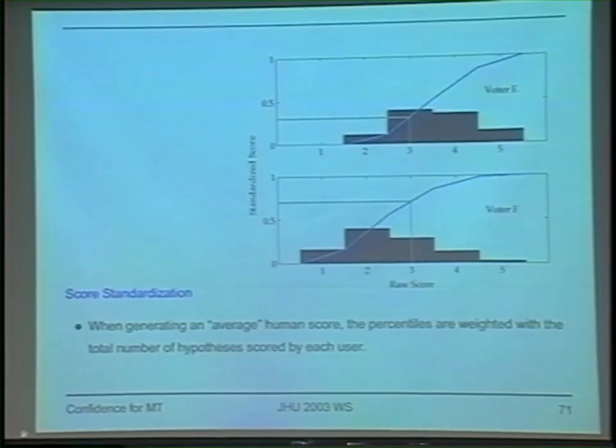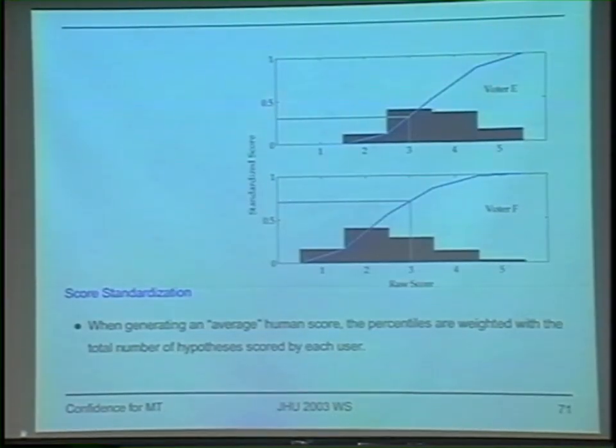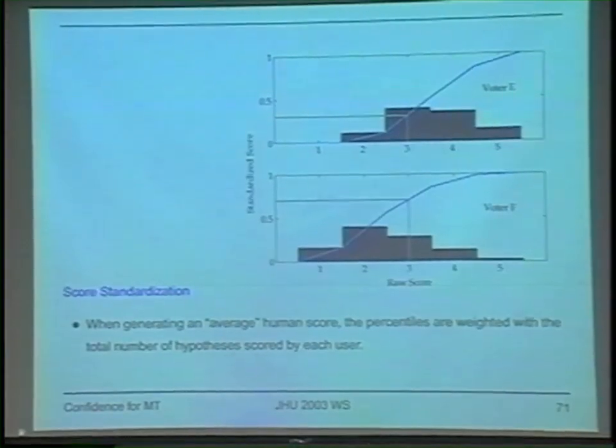I should also mention that when we calculate the average human score, we weight these percentiles by the total number of hypotheses scored by that user. So it's a reliability judgment. If we have more votes from this person, we're more confident that the percentile is accurate.